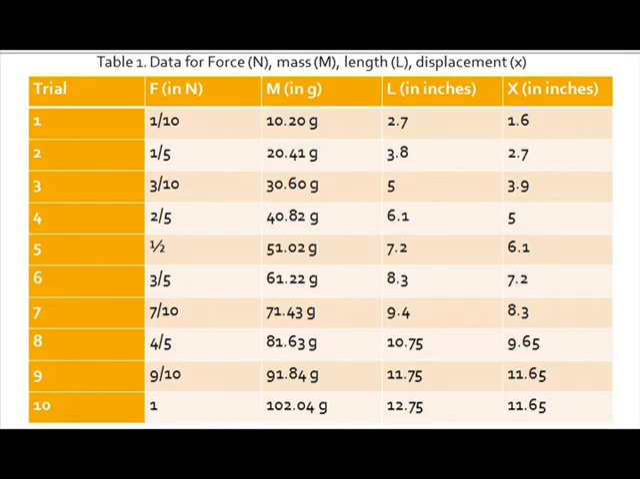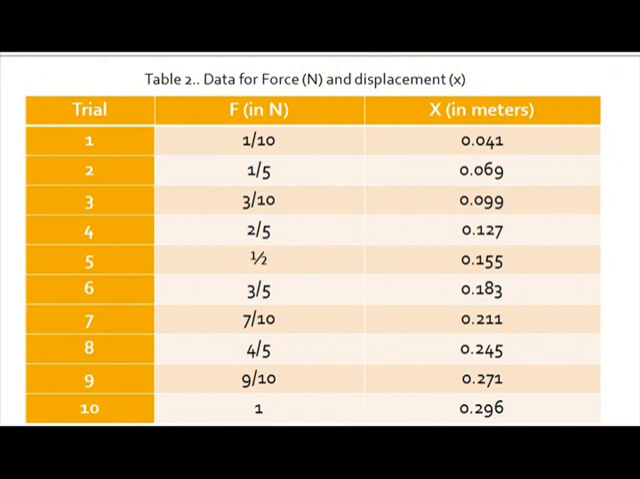In Table 1, the force in newtons in each trial was obtained by converting the mass m from grams to kilograms. Afterwards, the value would be multiplied by the acceleration due to gravity, which is equal to 9.8 meters per second squared. The displacement x was obtained by subtracting the initial length of the spring from its length in each trial. The spring's initial length was 1.1 inches. Table 2 in the next slide shows all measurements of the length of the spring converted to meters.